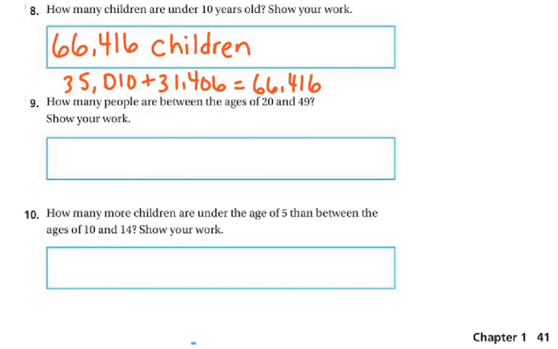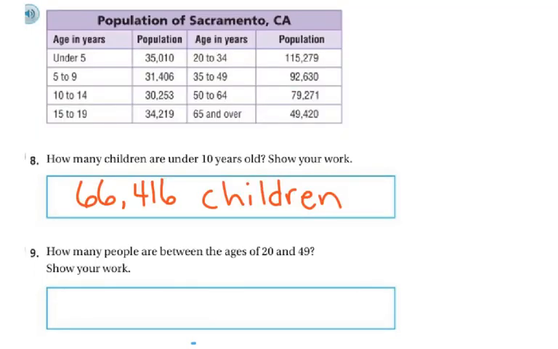Okay, the next problem asks, how many people are between the ages 20 and 49? Show your work. So this is going to be problematic. I'm going to have to move this down again, so hold on. So between 20 and 49. So these are 20 to 34, and these are 35 to 49. So this is going to give me 20 to 49. So I'm going to need this population plus this population.